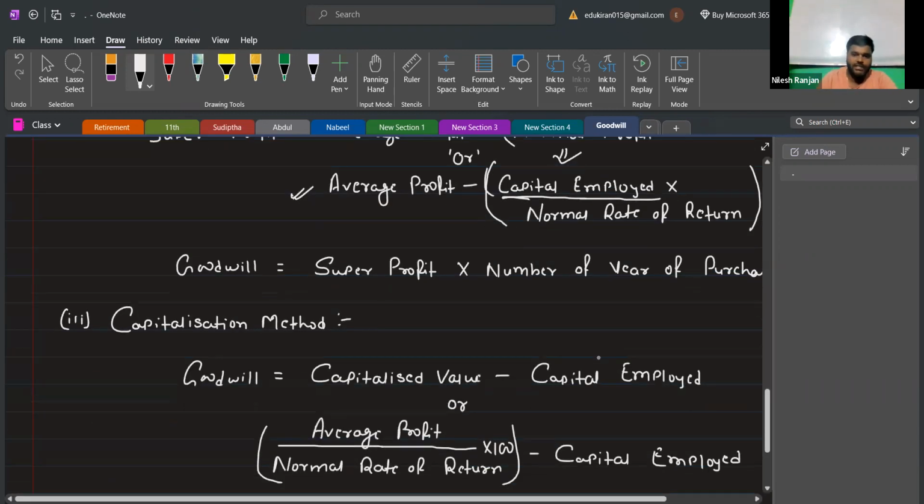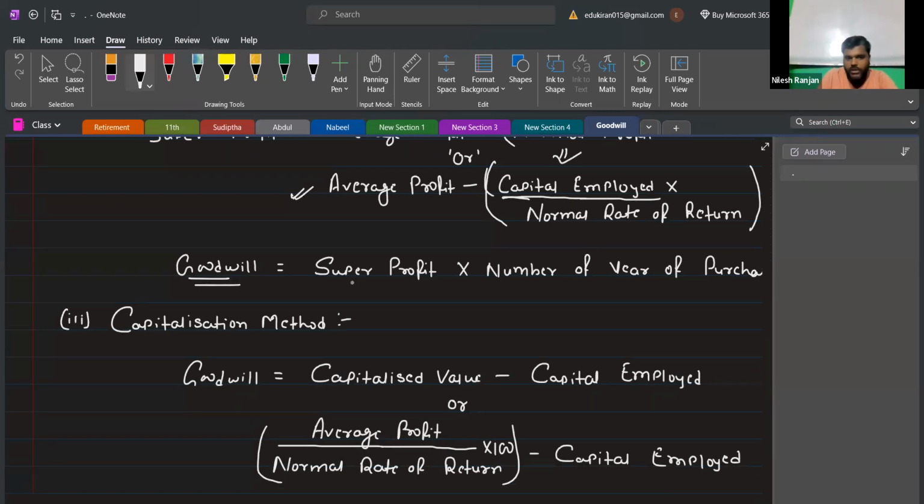Now, the next thing in super profit is goodwill. Under the super profit method, the goodwill formula is super profit into number of years of purchase. Number of years of purchase, we already know what this is. So this is your super profit method. The last one is the capitalization method.